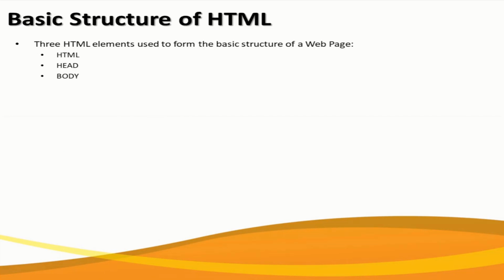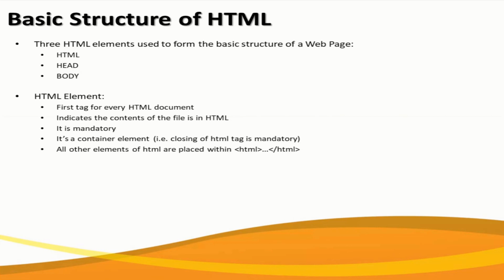To create a simple web page, the basic structure we use is with the help of three elements, that is HTML, head and body. We will see details about these three elements. HTML is the first tag we use in every HTML file. It is a mandatory element. It indicates that the content of the file is in HTML. It is a container element, so closing of the HTML tag is necessary. All other tags and elements will be placed within the HTML element.